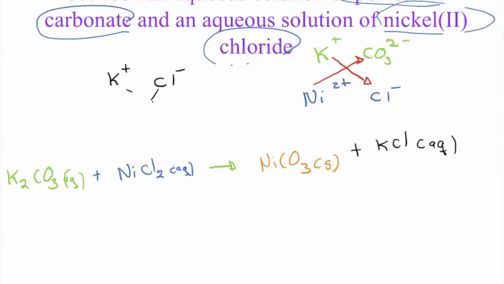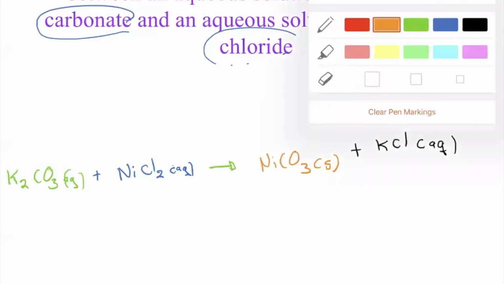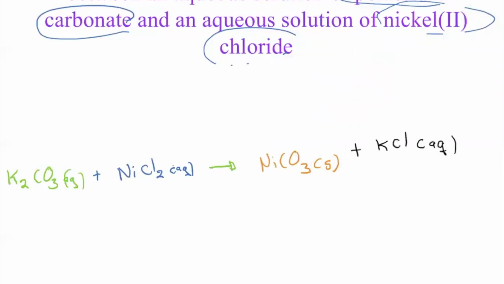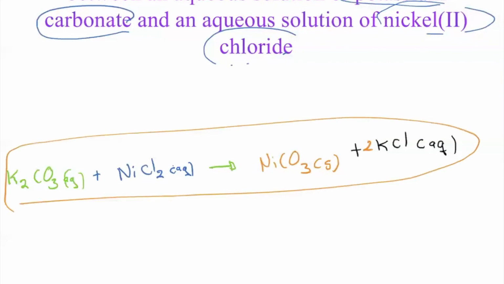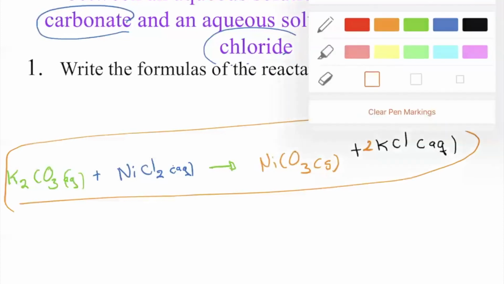The next step is just to check that your equation is balanced. It looks like if you add a 2 here, that should be balanced. So this is what you should be able to give me. And this is the first part. There is more to it. So I'm going to show you the answers.